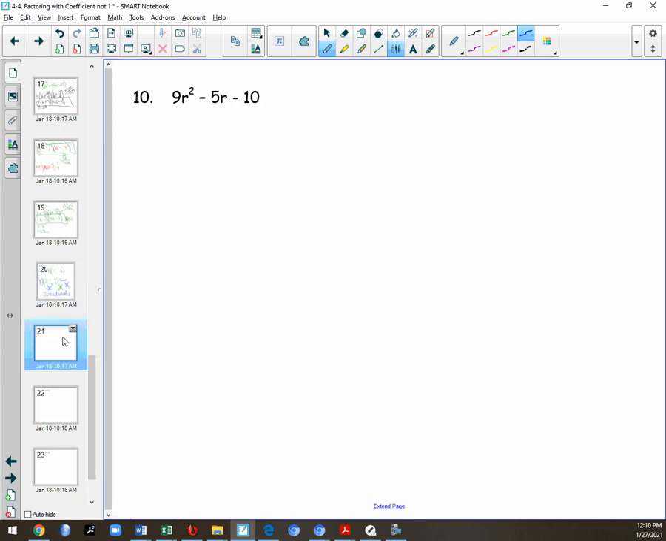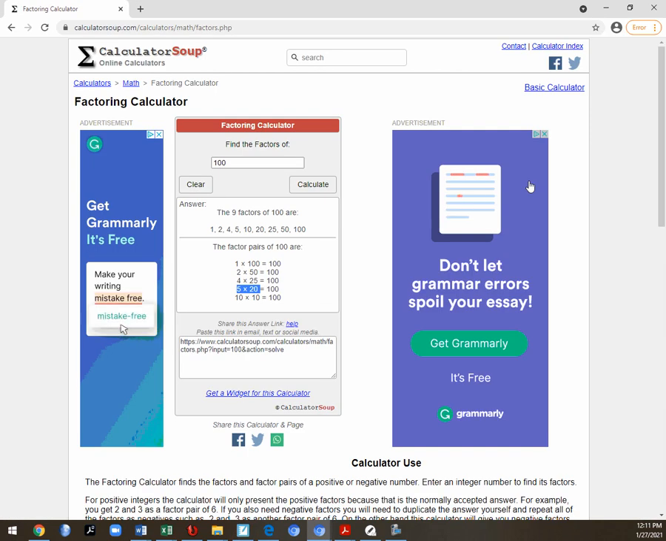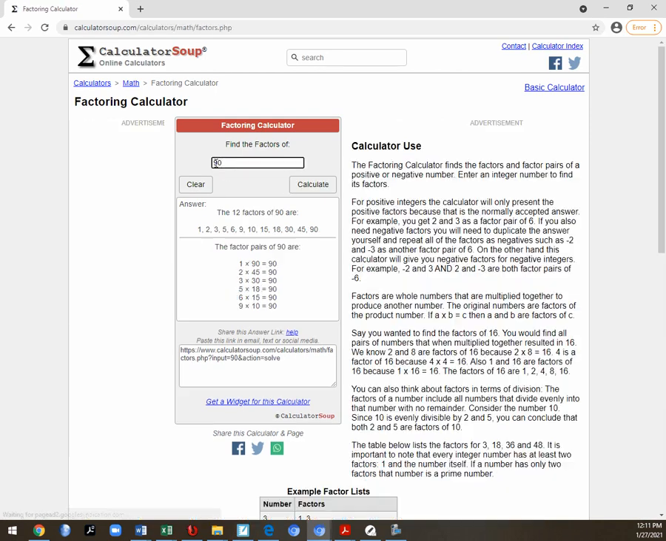Okay? So how do I do this the other way? Put the 9 here, put the 10 here. I need 90 and I need a negative 5. So we are going to come over to our calculator and we're going to put 90. I'm looking for factors of 90 that are going to give me a 5.